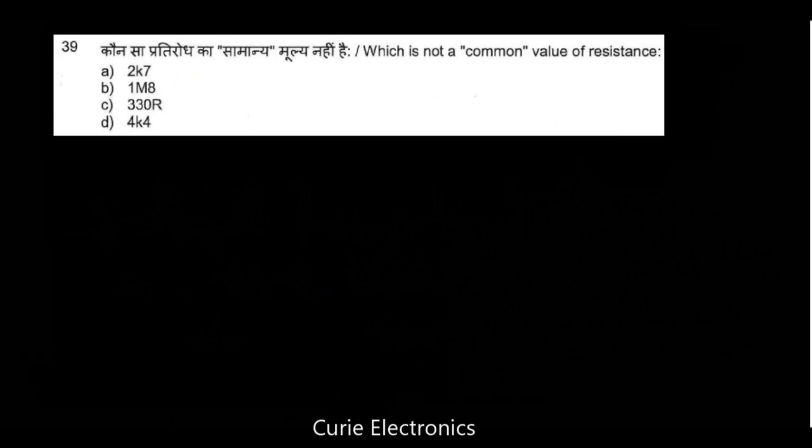This is not a common value of resistance. If you go to an electronics online website or market, these resistors we can get easily: 2.7k, 1.8k, 330 ohm, but this 4.4k is the odd one. It is not a common one. But initially we will get 4.7k, not 4.4k.